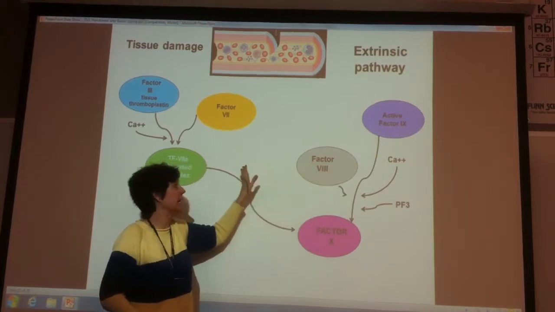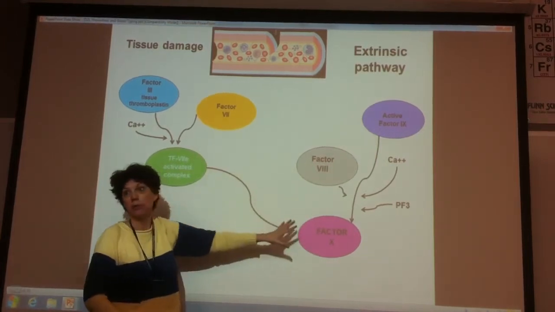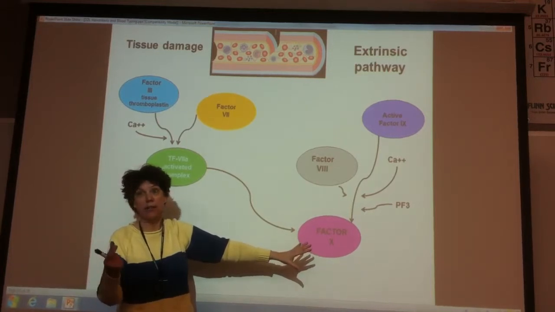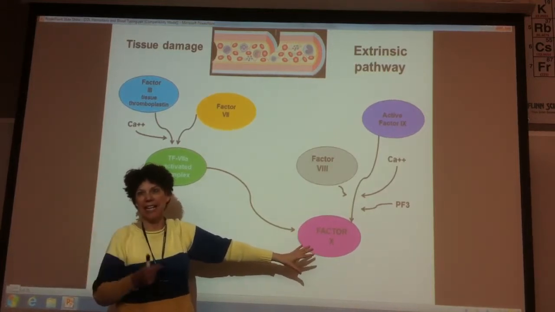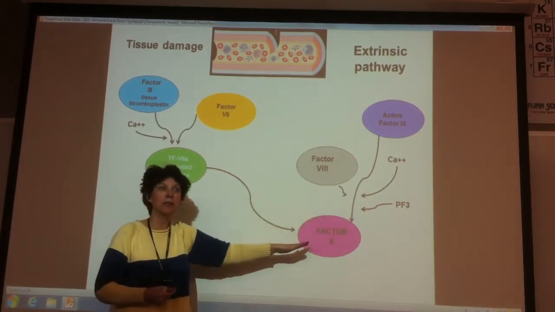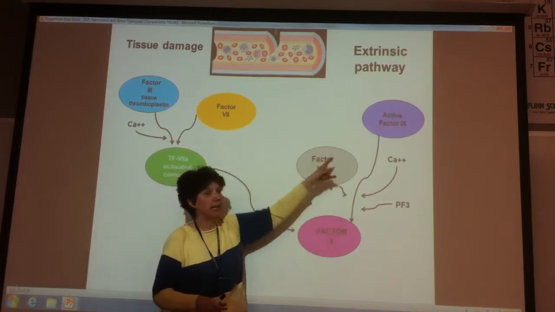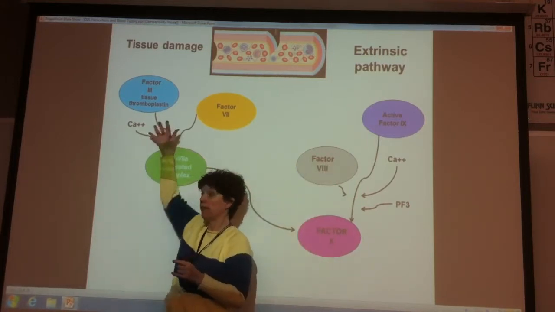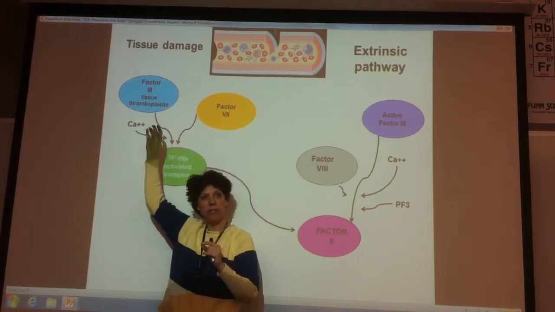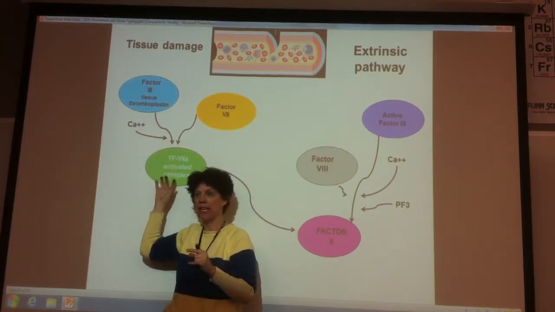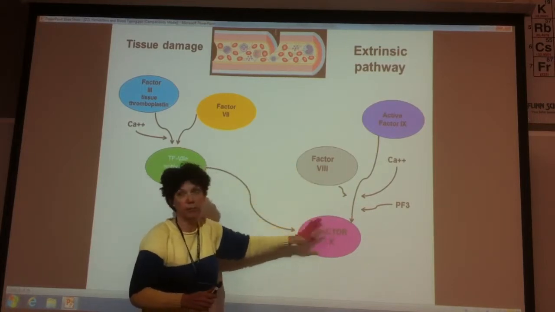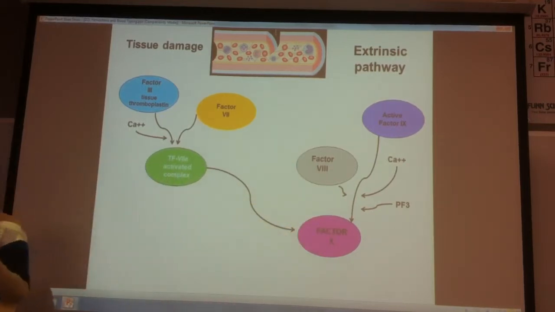Factor 9 does not need this complex because the blood will coagulate in the glass tube and there is no tissue thromboplastin in that glass tube. So factor 9 can still be created like we saw previously, and factor X can be activated by factor 9 without any of this occurring. But when we do have tissue damage, then this complex and factor 9 together will activate factor 10. Is that clear? So the extrinsic pathway will use factor 9 to activate factor 10, but the intrinsic pathway doesn't need to.